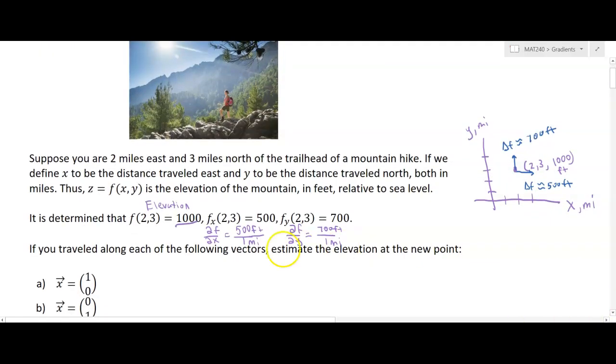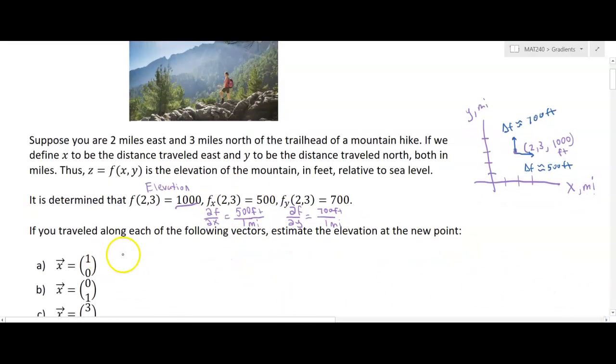Now that we have made sense of what all of this data means, we can choose to travel along each of the following vectors, and we want to estimate the elevation at the new point. If we travel in the direction of the (1, 0) vector, that's precisely traveling 1 mile east. It looks like this: it's a horizontal vector, really just this vector right here.